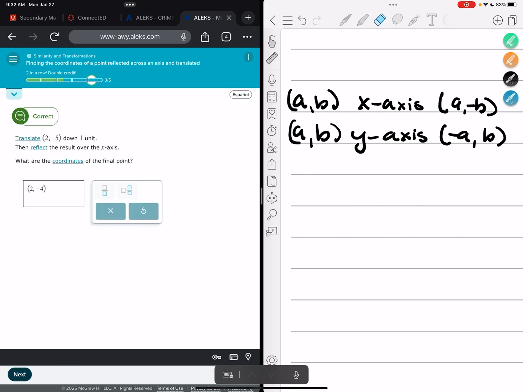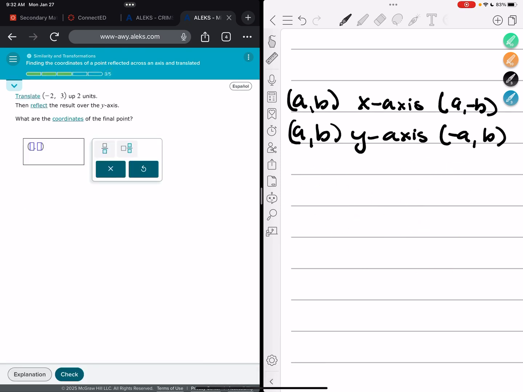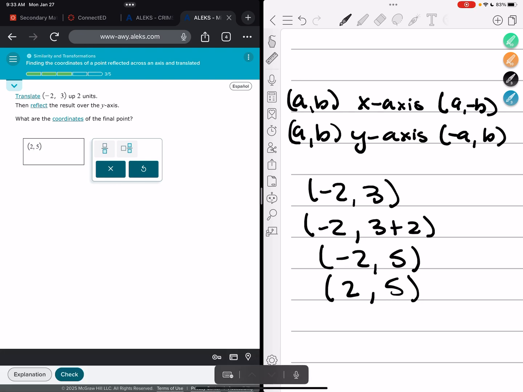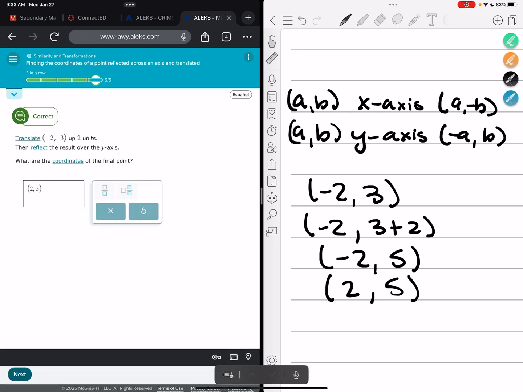All right, and doing that one last time, we're going to translate (-2, 3) up 2 units. This means my y value, I'm going to add 2, so I get -2 and 3 plus 2, which is (-2, 5). Then I'm going to reflect over the y-axis, which means that my a becomes opposite. So instead of -2, I get 2, and my b stays the same at 5. So I'm going to go ahead and write (2, 5), which we can check. And that's how you can find coordinates when you have a reflection and a translation.